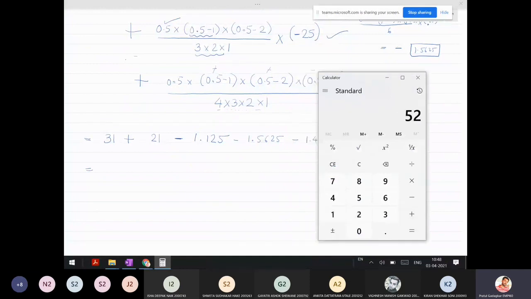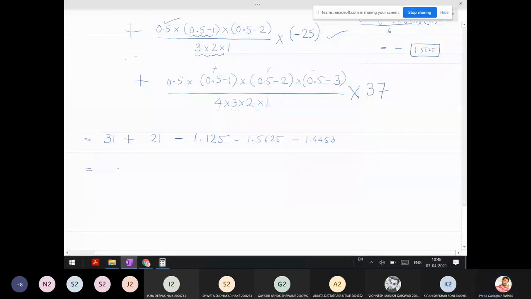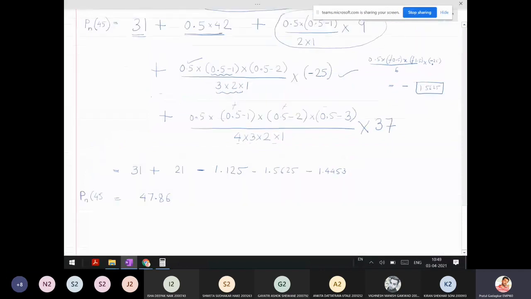31 plus 21 equal to 52, minus 1.125 equal to minus 1.5625, and again minus 1.4453. This is how much? This comes to be 47.86. Okay, 47.86. Who is this? This is P_N of 45. So this becomes your final answer.